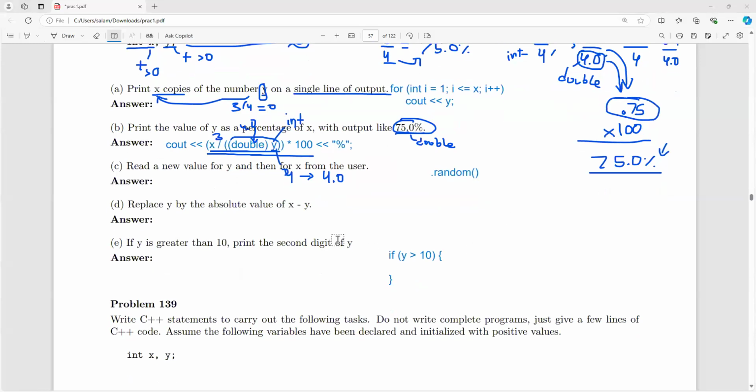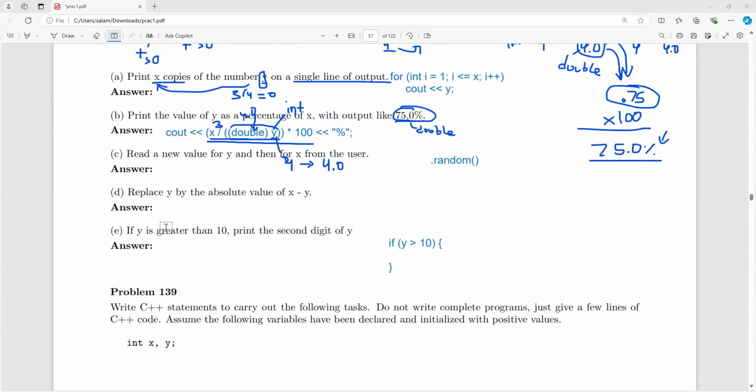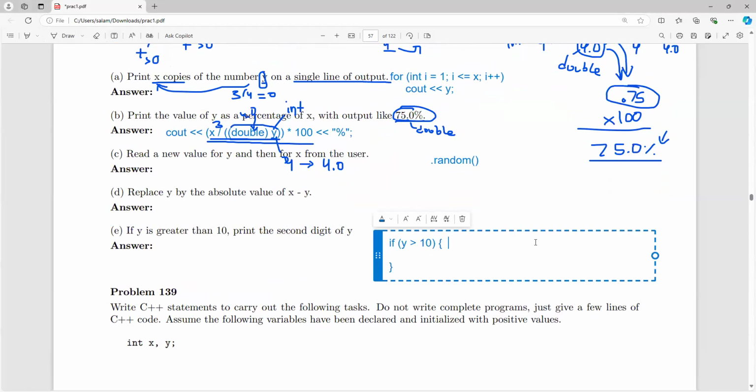All right. Continuing on E, I believe that was requested. So this statement checks if it's greater than 10. We want to print the second digit. So what do we do here? Let's say y is something like 1, 2, 3, 4. We want to print the second digit, so we want to print 2, right? So how do we do that? First, we need to trim it to just 2 digits, and then we just print the last digit. All right, so let's do the second step first.